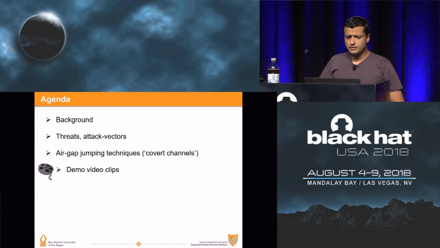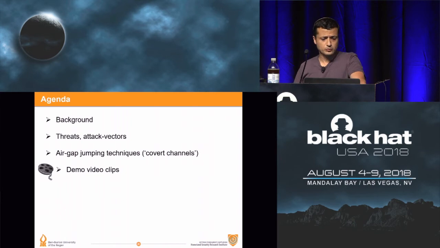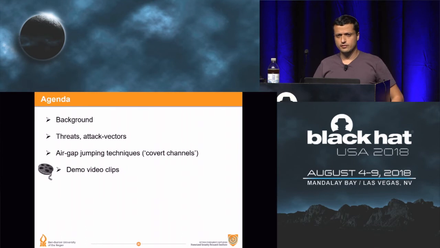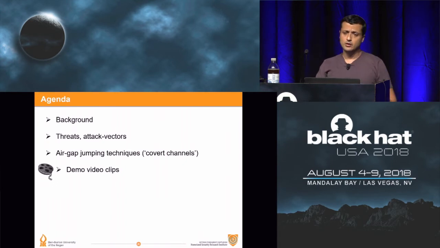So, the presentation is organized as follows. At the beginning, I'm going to give some short background about the topic of air gap. Then I'm going to talk about the threats and attack vectors on air-gap networks very shortly. And in the main part of this presentation, I'm going to discuss the air-gap jumping techniques, what we call in academia air-gap covert channels. We are going to see some video clips which demonstrate the feasibility of these attacks. And if we have time, we also talk about evaluation and the countermeasures for the air-gap covert channels.